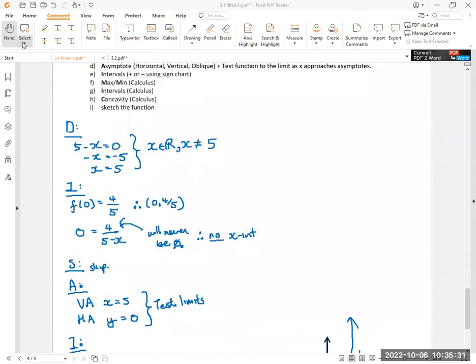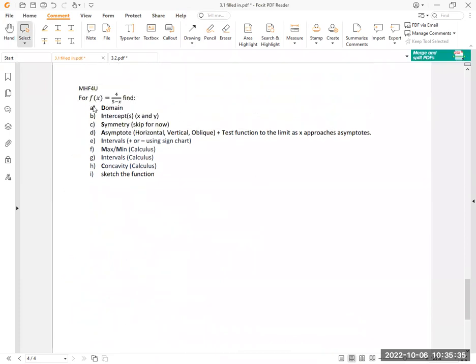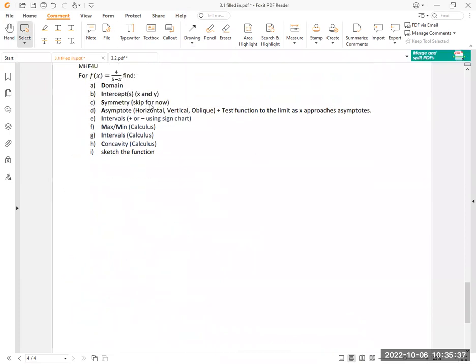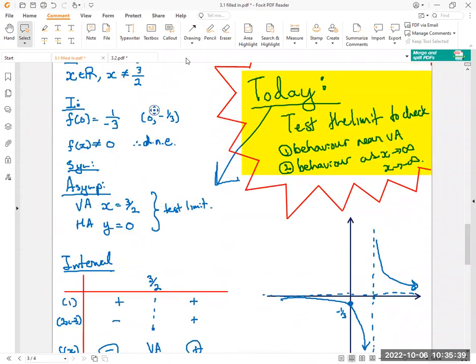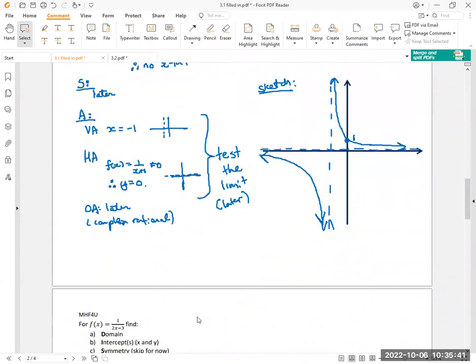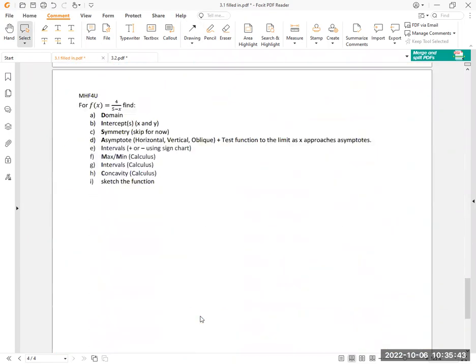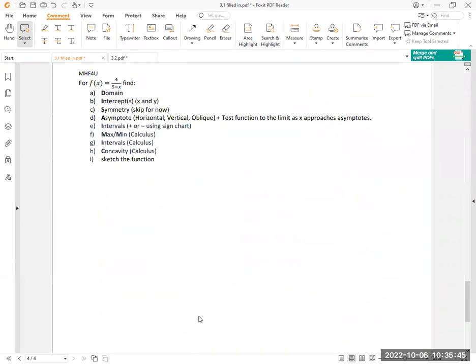Let's erase all this very quickly. My function is 4 over 5 minus x. You should, oh my gosh, why my life? I need a better tablet thing. This little art stylus thingy.